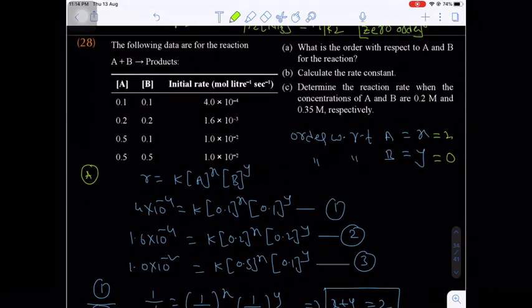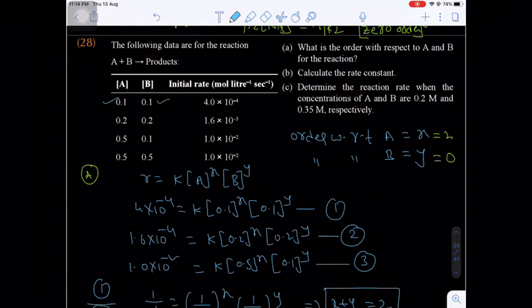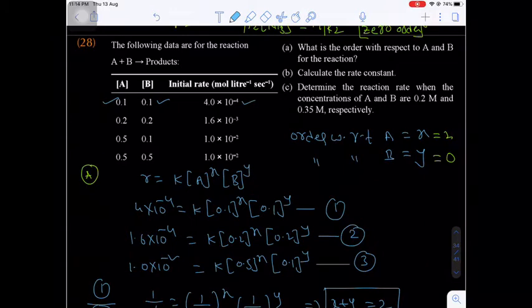This will be the alternative method I will explain to you. First of all, what is the concentration of A? 0.1 molar, and B is also 0.1 molar. Then what about the rate of the reaction? 4 into 10 raised to minus 4.